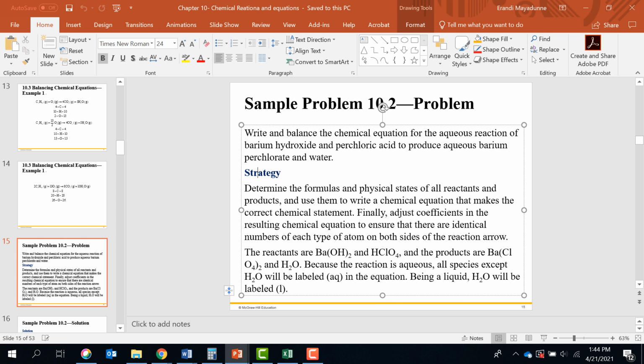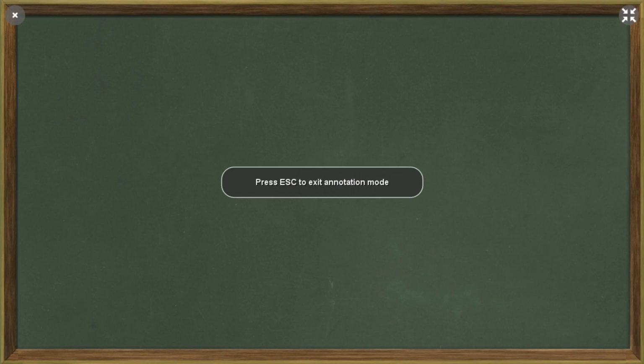So let me write the reaction really fast. I forgot what the two reactants are. So barium hydroxide, perchloric acid HClO4 give you barium perchlorate, ClO4 twice, and I think it's water.